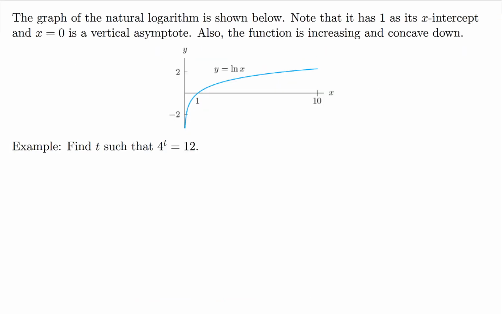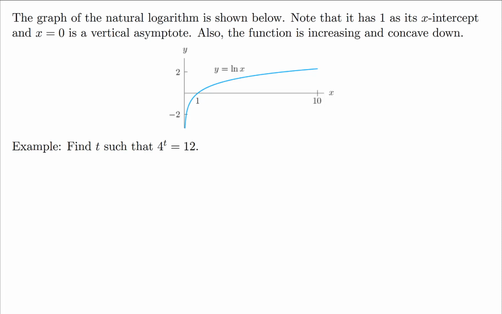Here's the graph of the natural log of x. The natural log of x always has 1 as its x-intercept, and that's true for any log. And it's an increasing concave down function that goes towards negative infinity as x goes towards 0 from the right. Remember, this function is not defined at x equals 0 or x equals a negative number.